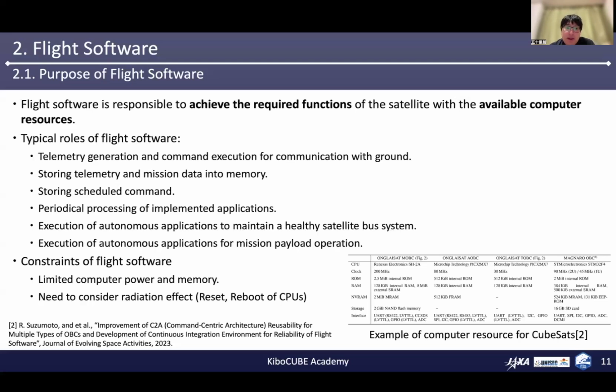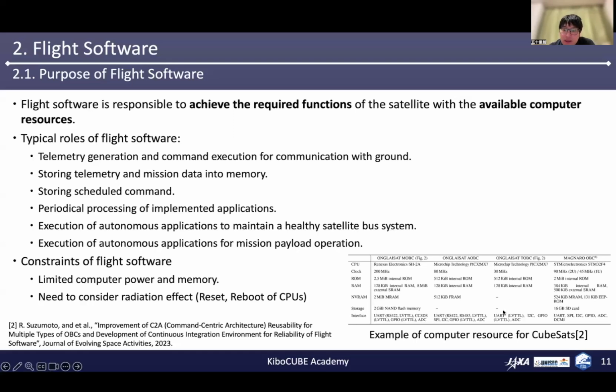And when we implement this kind of flight software, we need to carefully consider the constraints coming from the hardware. For example, the computer power and memory are very limited because of the limitations coming from CubeSats. And of course, we need to consider the radiation effect to select the CPUs. And because of the radiation effect, the computer power and memory are also limited.